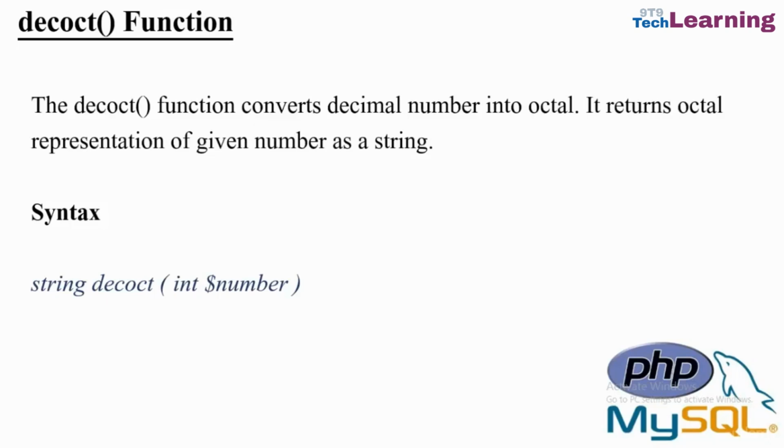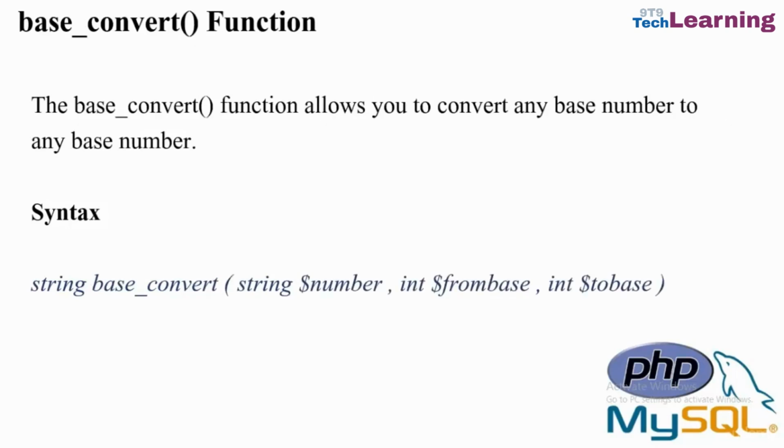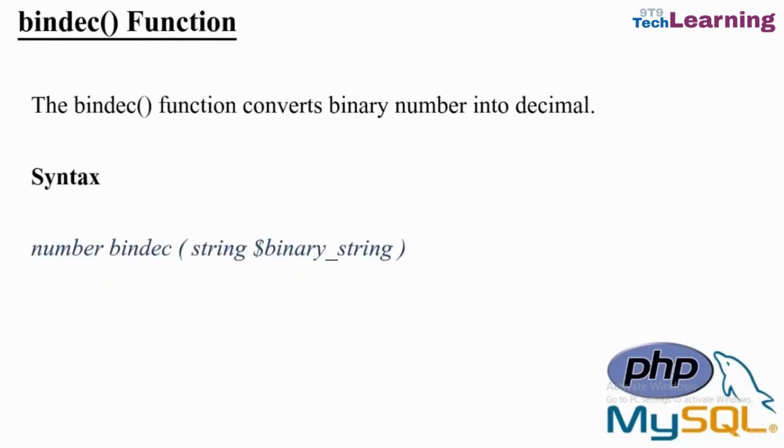Then we have the oct function. This function converts a decimal number into octal. It returns the octal representation of a given number as a string. The base_convert function allows you to convert any base number to any base number. Then we have the bindec function. This function converts a binary number into a decimal number.